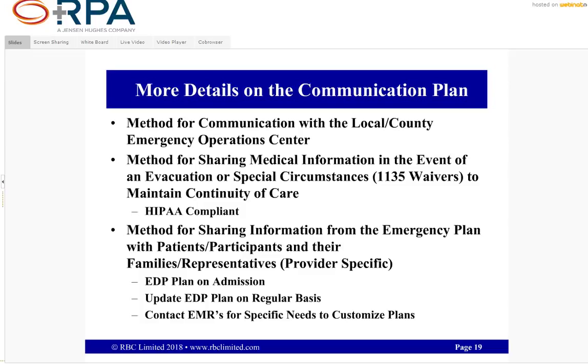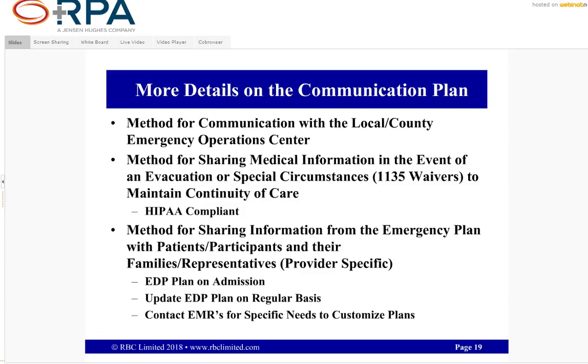Now, during an emergency, how do you share medical information? How do you contact them? Is it via email? Is it phone conference calls? We know mass notifications go out, and conference calls are very helpful. And then how do you share information with your patients, staff, and family members?